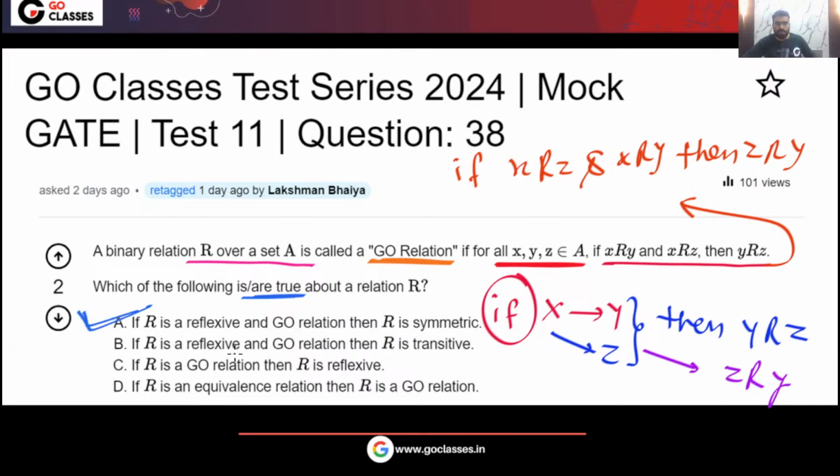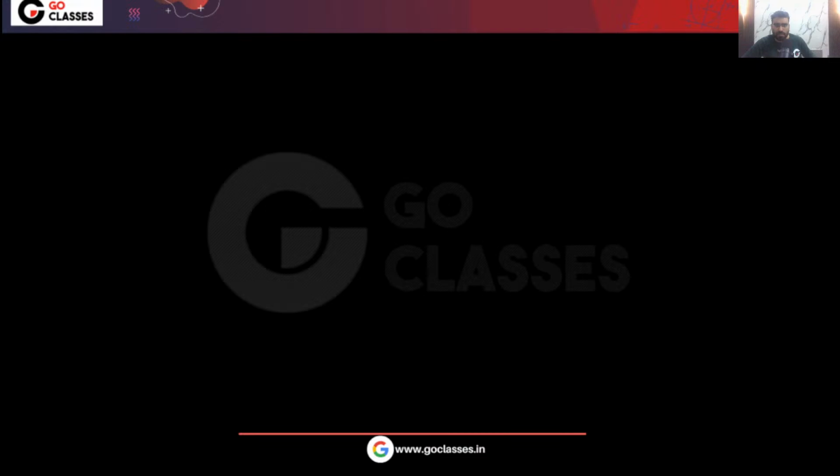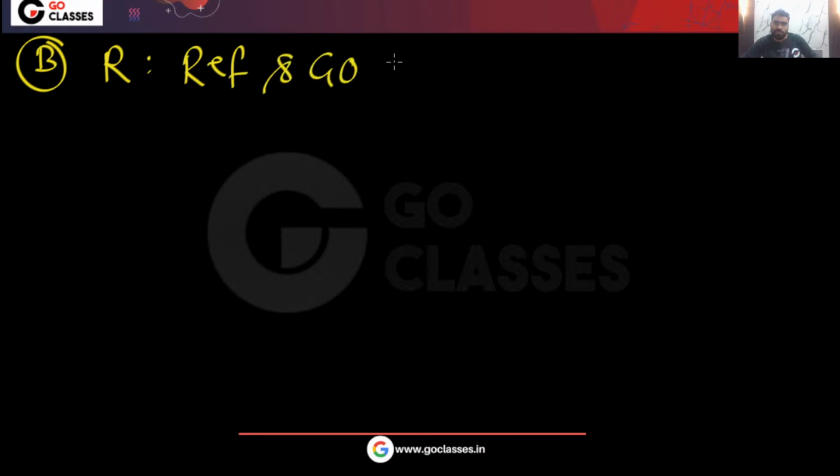Okay, what about the option B? What you can say about transitive? Can I say R is transitive? Let's look at option B. What is option B saying? Option B is saying that R is reflexive and go relation.